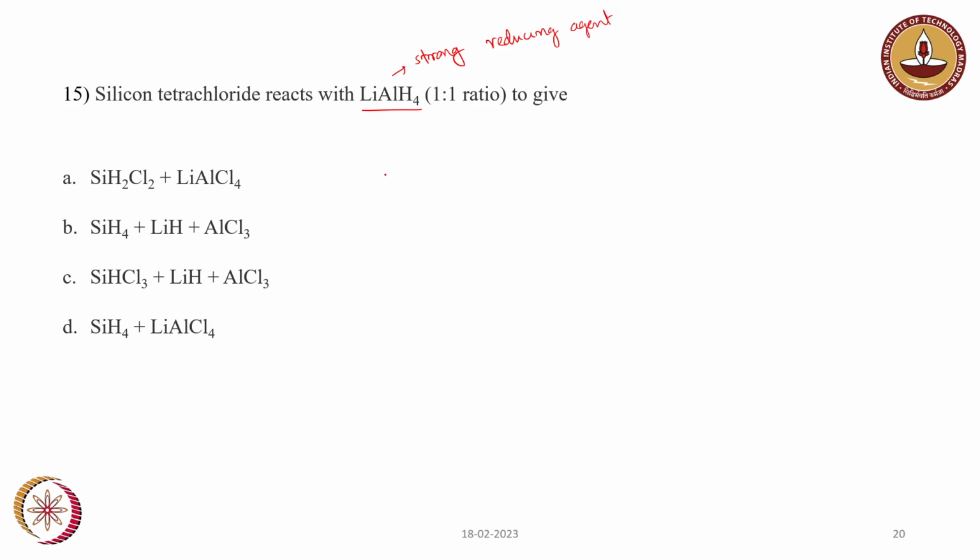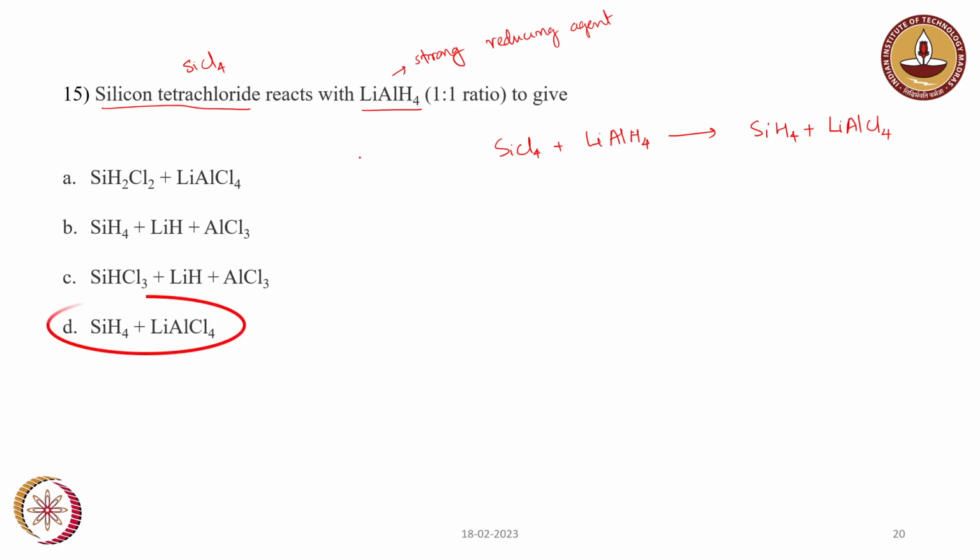So reduction of halides, that is SiCl4. So SiCl4 plus a strong reducing agent, that is LiAlH4, that will give hydride of silicon. So that will be SiH4 plus LiAlCl4. So the answer is option D.